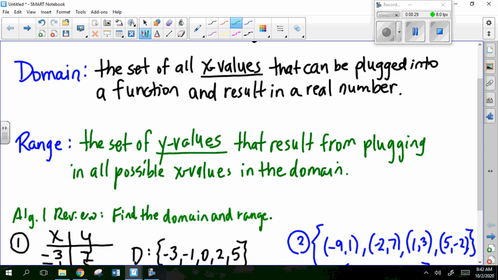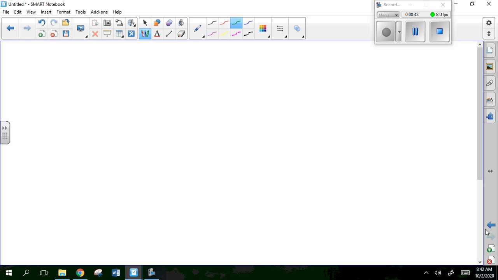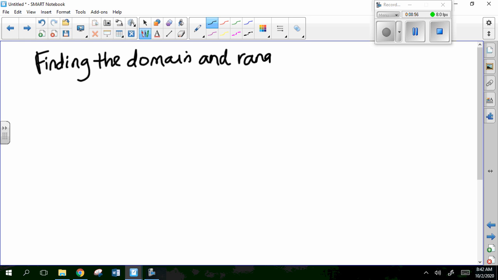All right, so what we're going to be doing is finding the domain and range from a graph. Okay? That's what we're going to start with. Finding domain and range from a graph. All right, so I want to talk about how you do it, and then we're going to actually do it.